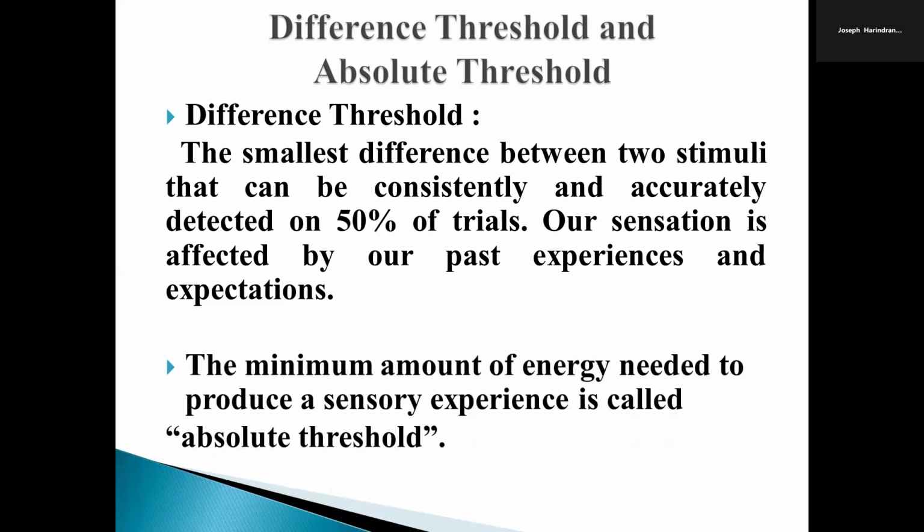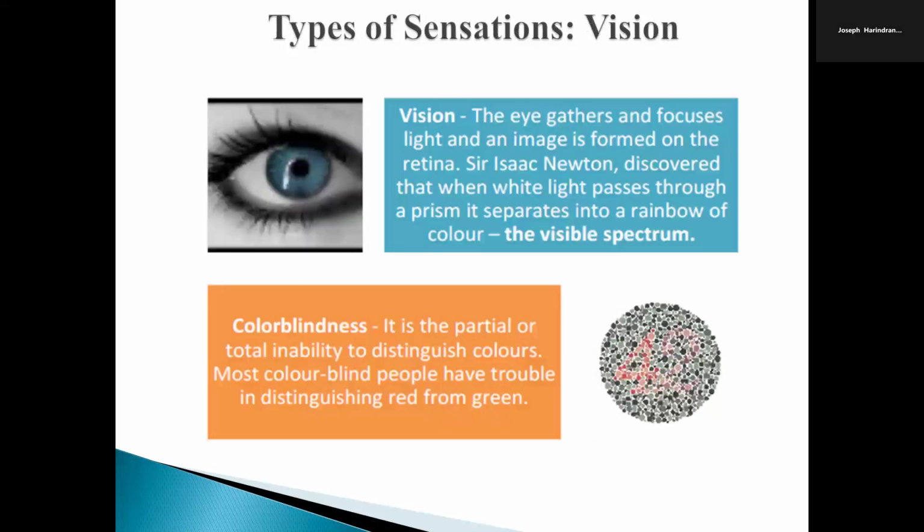Absolute threshold is the minimum amount of energy needed to produce a sensory experience. This is called absolute threshold. First of all, it focuses light and an image is formed on the retina. Isaac Newton discovered that when white light passes through a prism, it separates out into a rainbow of colors, which is known as the visible spectrum, the 7 colors of the rainbow.